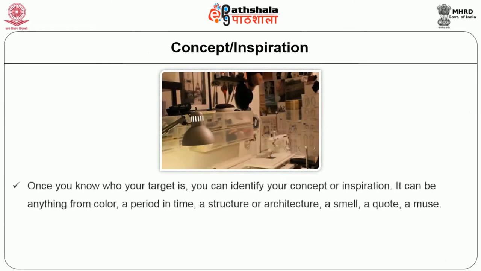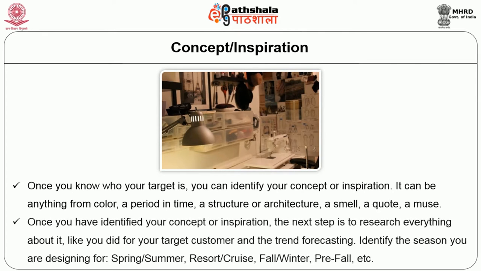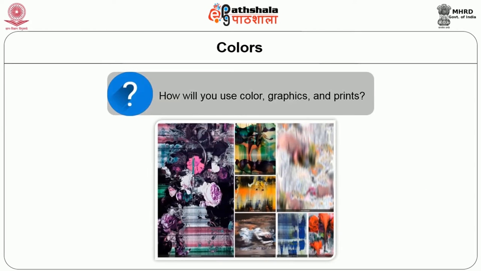And now coming to the concept and inspiration. Once you know who your target is, you can identify a concept or inspiration. It can be anything from a color, a period in time, a structure or architecture, a smell, a code, a muse. Once you have identified your concept or inspiration, the next step is to research everything about it, like you did for your target customer and the trend forecasting. Identify the season you are designing for, like spring, summer, resort or cruise, fall, winter, pre-fall, etc. Coming to the colors, how will you use colors, graphics and prints?